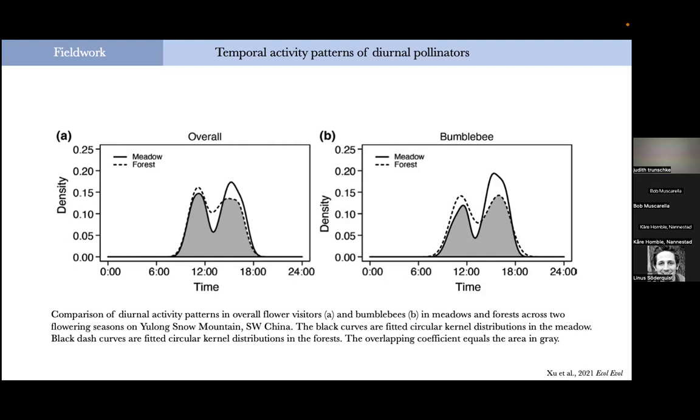And we think that this unusual bimodal pattern, and not a main peak in midday as you find in many other regions, is because at high elevation you are exposed to high solar radiation. So also pollinators and flower visitors need to avoid the direct heat during the midday when the sun is coming out.